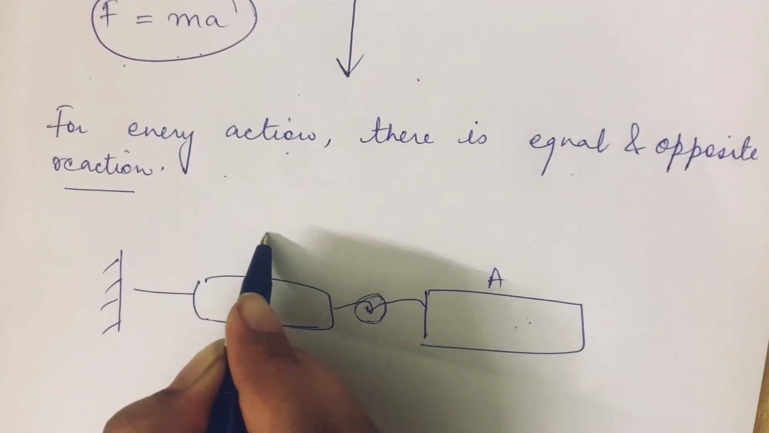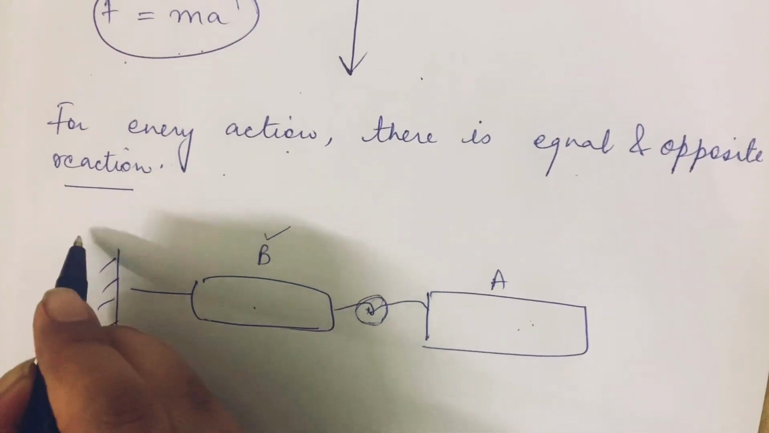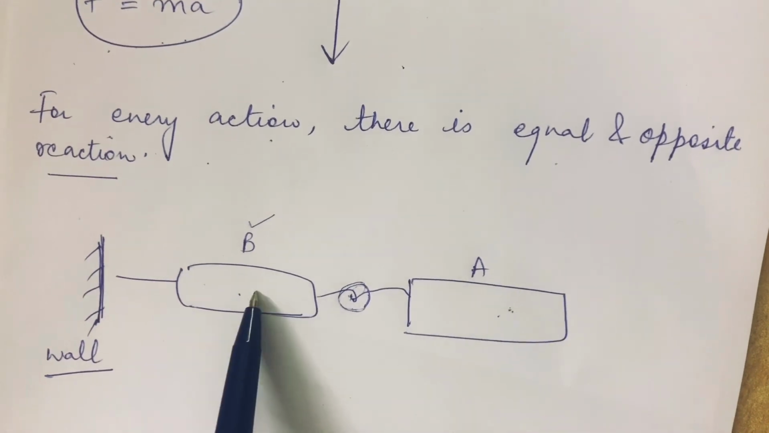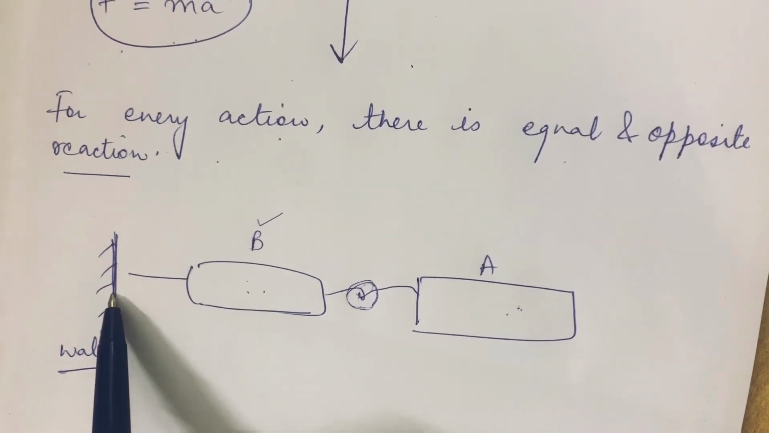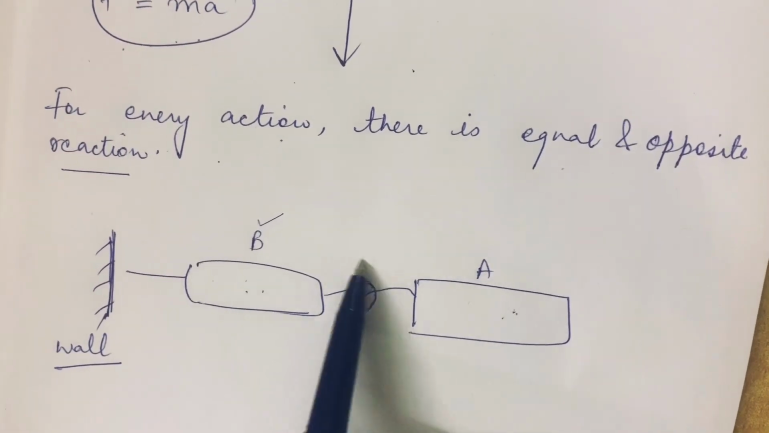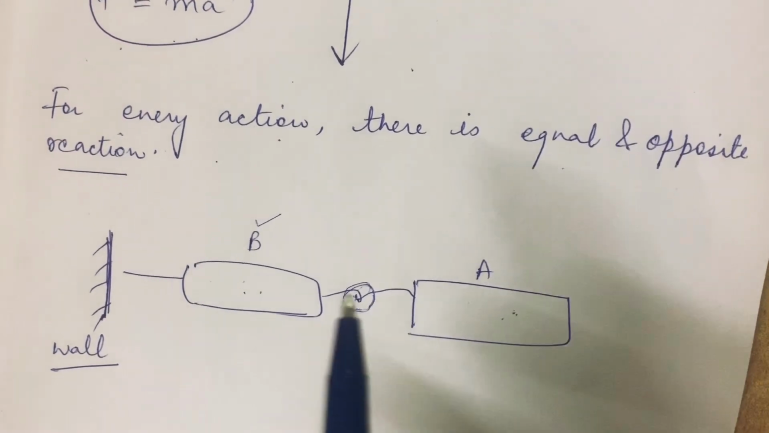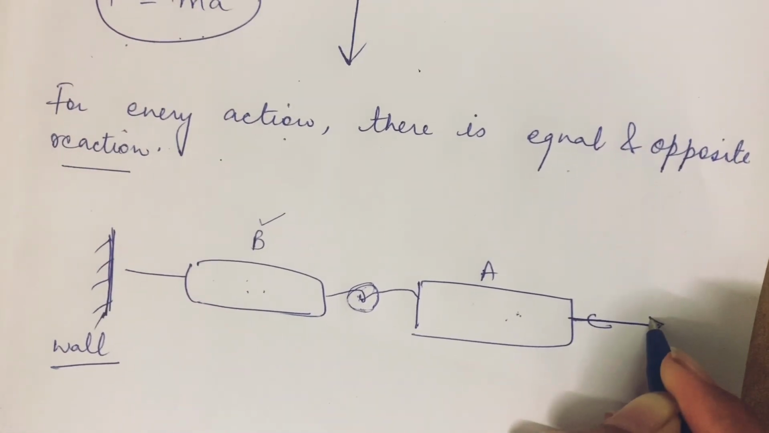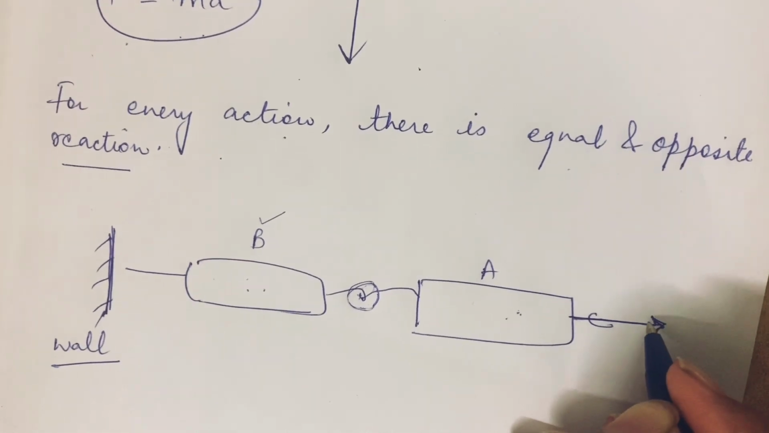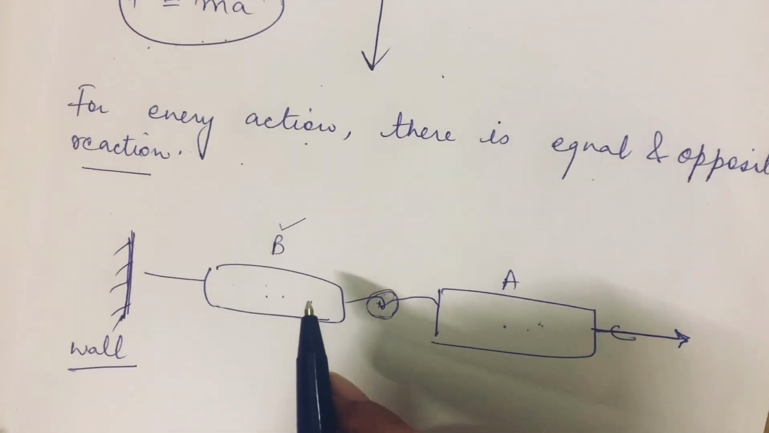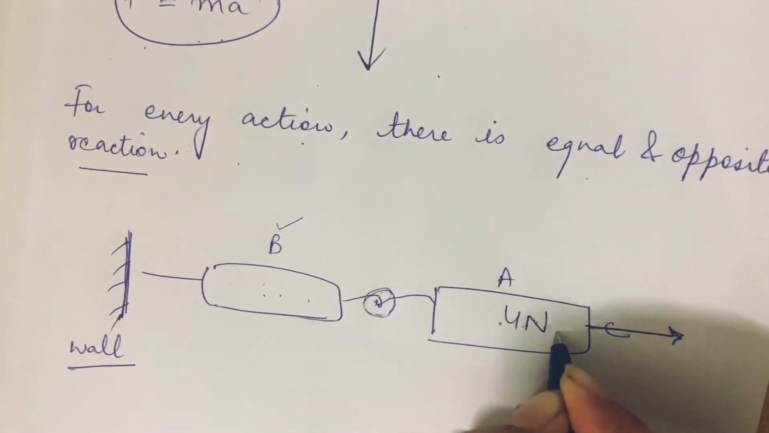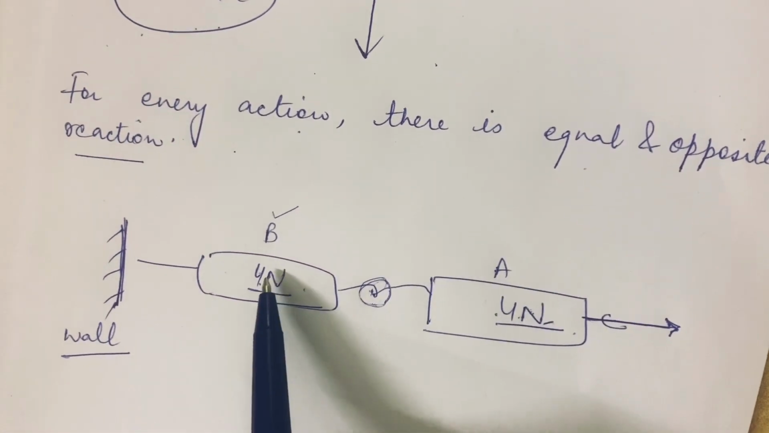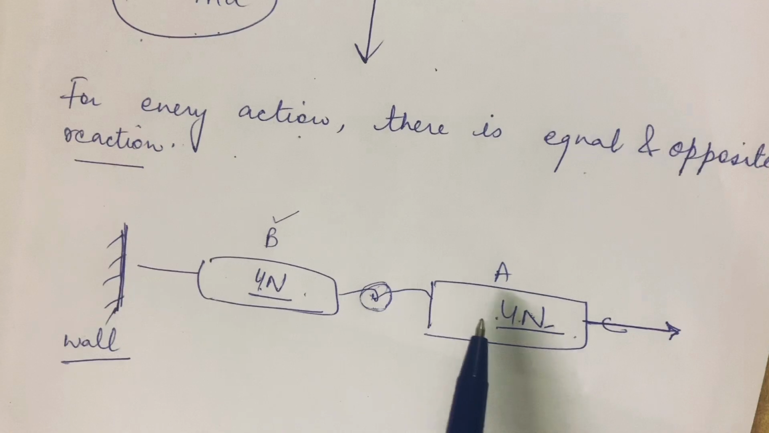And now you can see that this spring balance B is connected to some kind of rigid support. Suppose this is a kind of wall. One spring balance is connected to a wall and they both are connected through some support, right? What will happen when you pull here? When you apply force on spring balance A, you will observe that both the spring balances show the same readings. If one is showing 4 Newton, the other will also show 4 Newton.